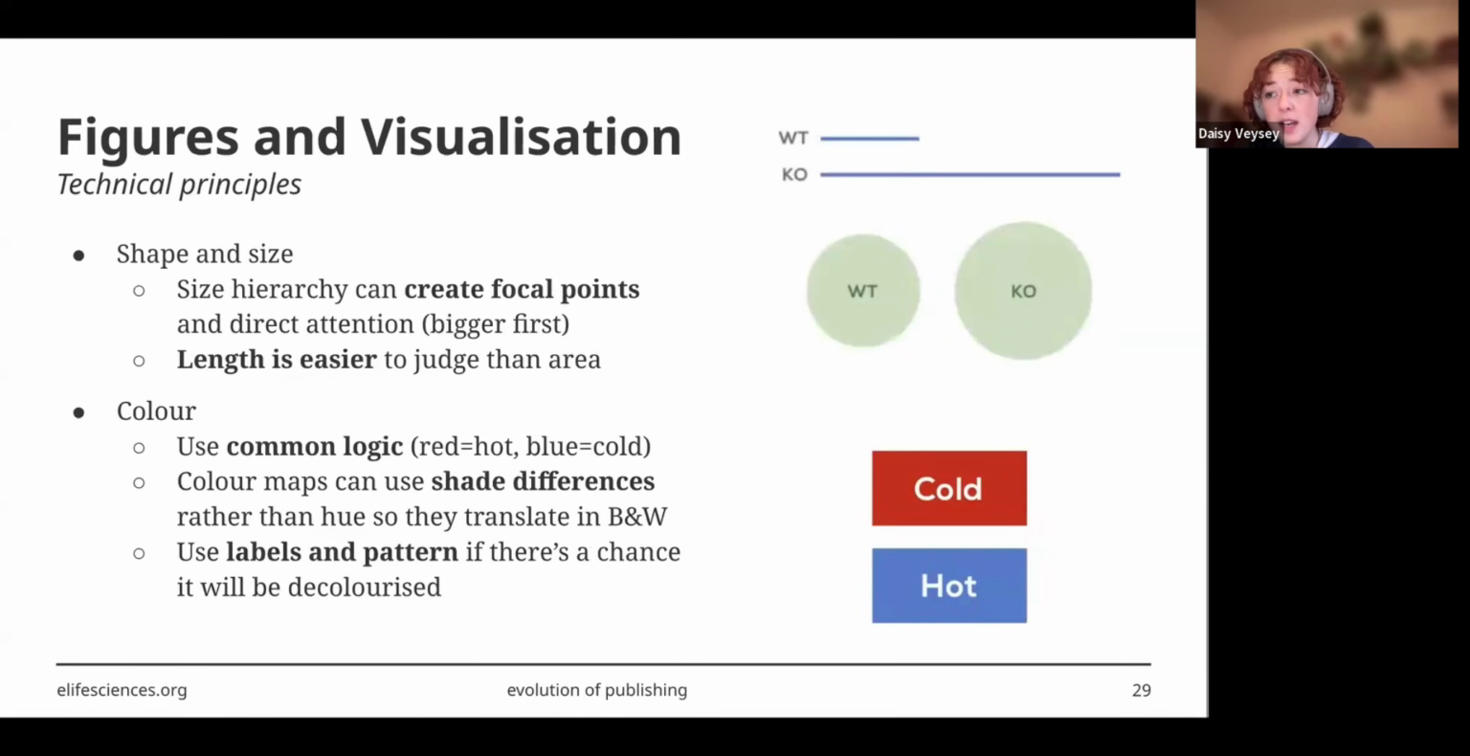Think carefully about shape and size. They can do a lot of communicative work, as we've said with text. Larger objects naturally draw attention first, so size hierarchy is a simple way to emphasize what's important. If you're representing quantities, like the example on the top right here, length is much better than area wherever possible. People intuitively compare lengths, but area is surprisingly difficult to judge accurately.